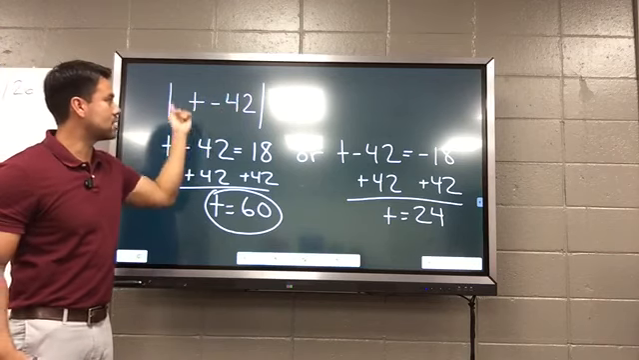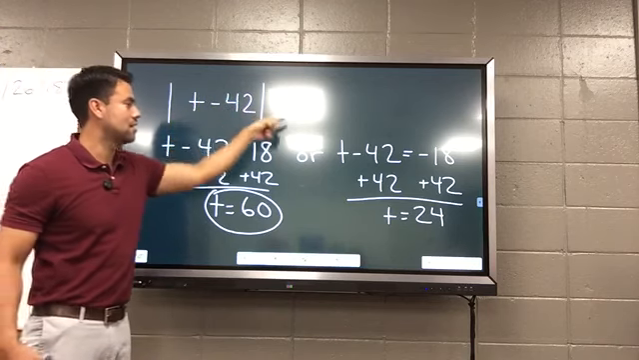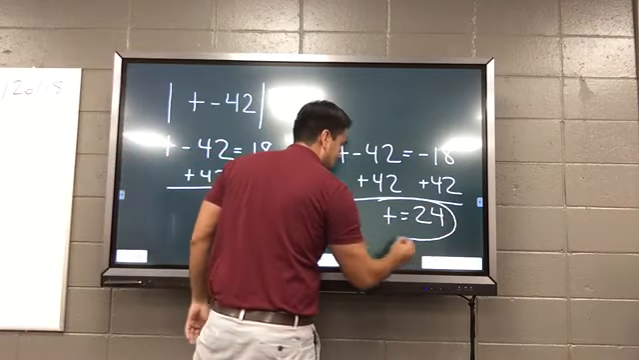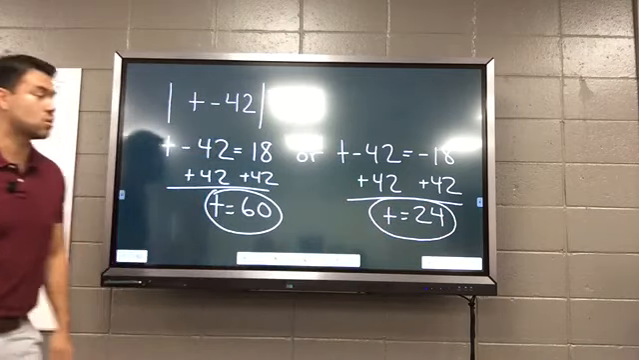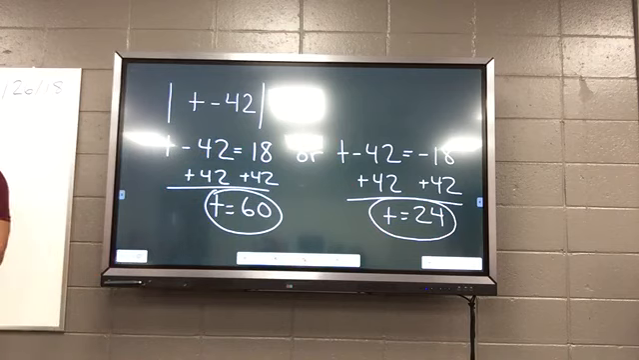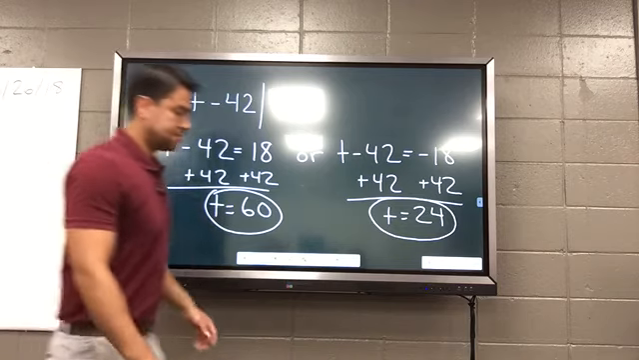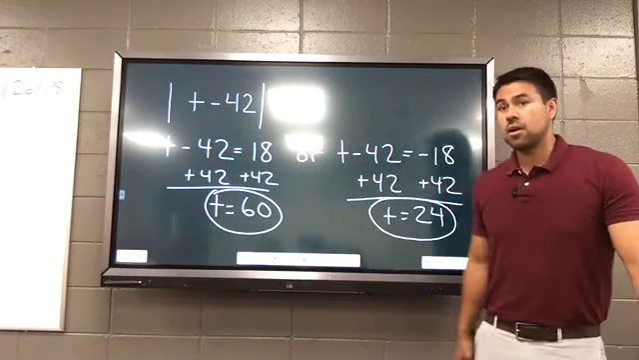Negative 18. What's the absolute value of negative 18? T equals 24 is correct. And so is T equals 60. They're both correct. Yes, ma'am? I'm confused how you could still change the answer, the 18 to negative 18. The equation? Because it changes the whole problem?